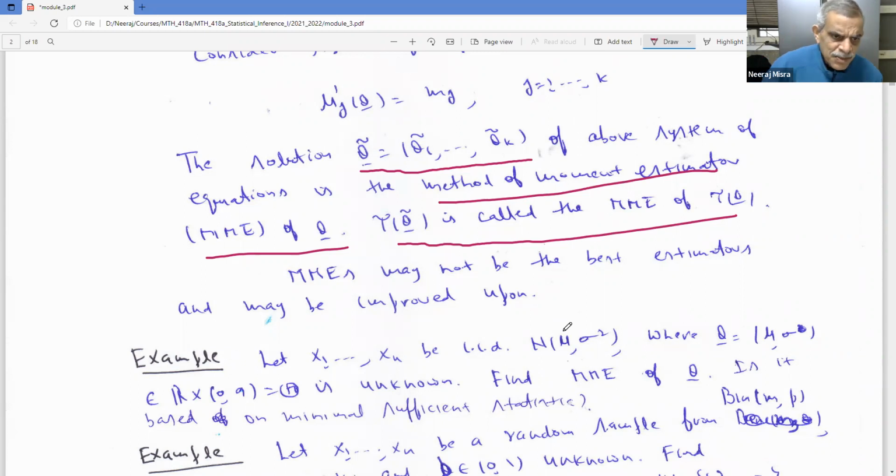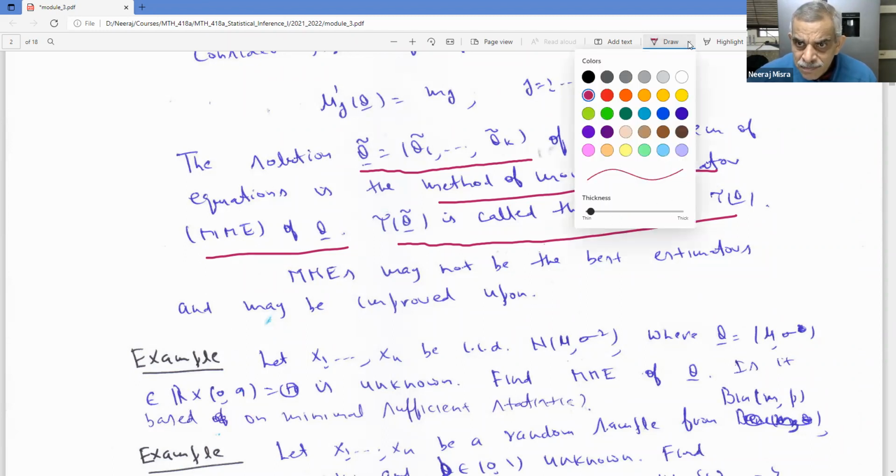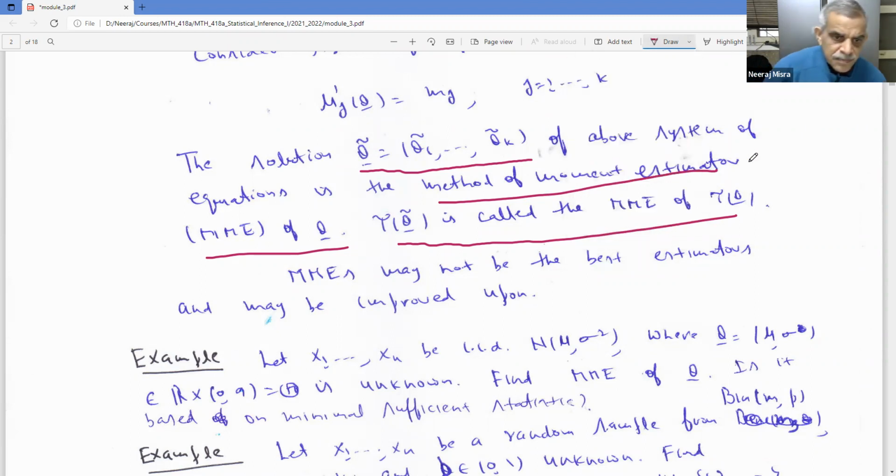So very simple. Let us consider this example, about a sample from normal(mu, sigma square). Both parameters are unknown, mu and sigma. Find the method of moments estimators of theta. Is it based on a minimal sufficient statistic? So that is what I'll say. If I have to do this example, let me just write down something over here. Let me call this example 1.